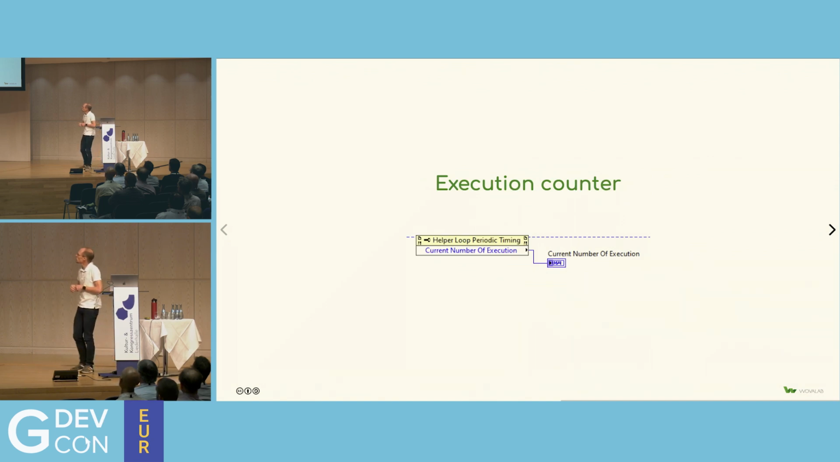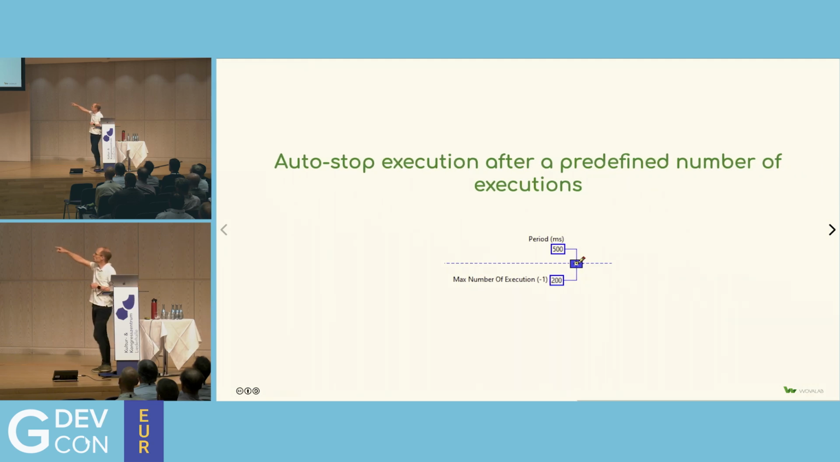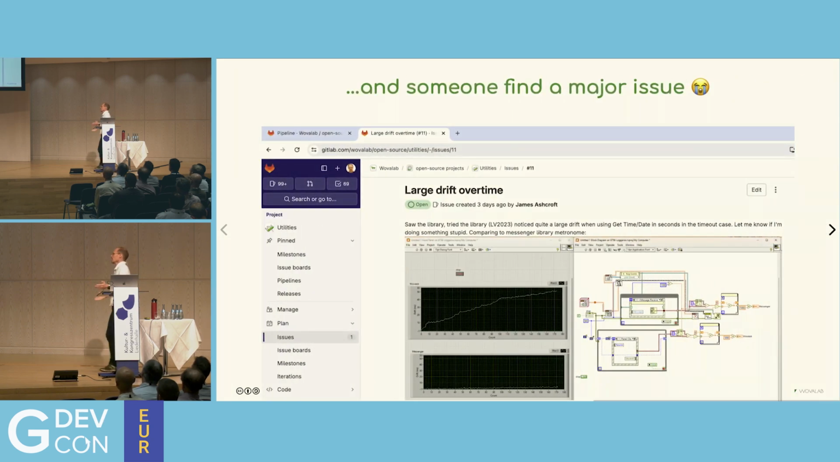Having some information about the current number of executions, it was easy for me to add a way to stop the execution of the helper loop after a certain number of executions. So I improved the initial API I had in mind. And at some point, someone used the API and found a major issue.